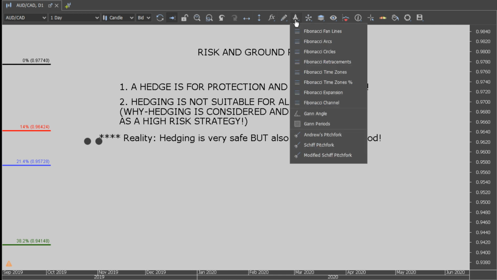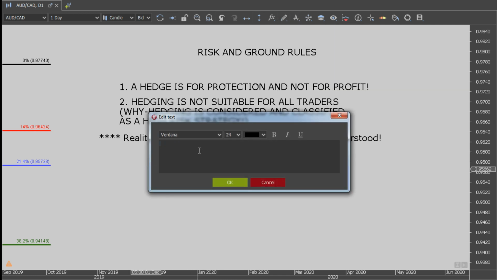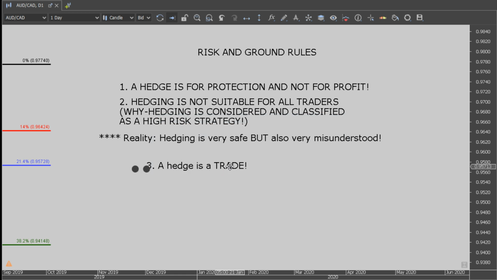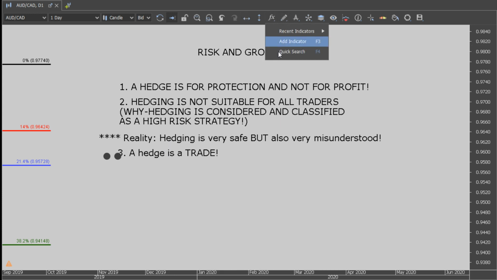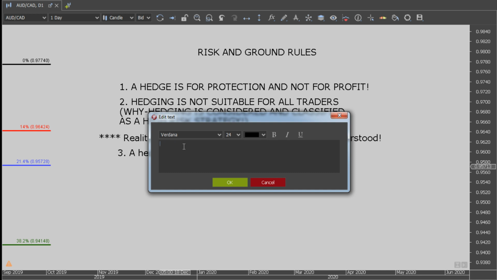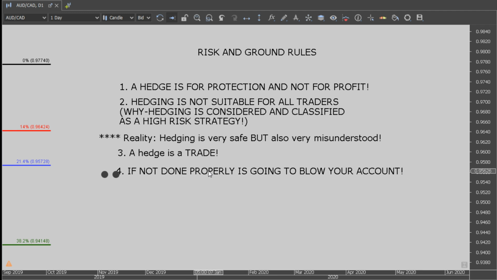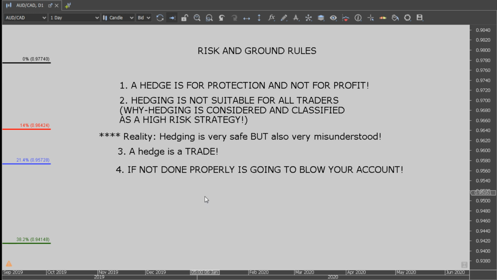What else? Well, number 3 would be: a hedge is a trade. I'm going to explain everything, just give me a few minutes so we can talk about these ground rules and risk. And again, remember these webinars are not trading or investing advice. Number 4: if not done properly, it is going to blow your account. Those are some risk and ground rules about hedging.